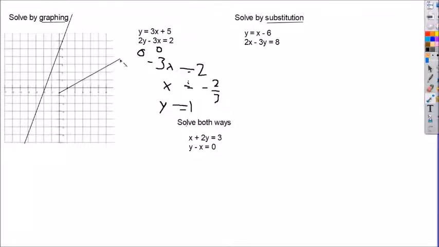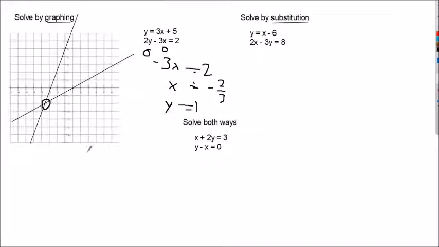From here to there. There you go, and we can extend it. Boom, that's our solution right there. It looks like negative 2.5, negative 2. That's our solution: negative 2.5 for the x, negative 2 for the y.